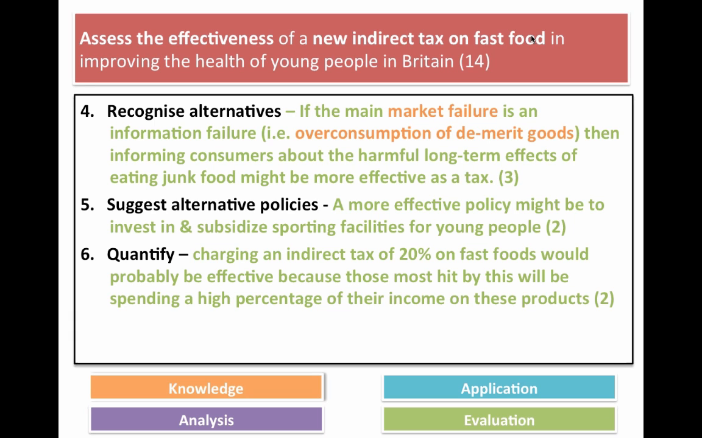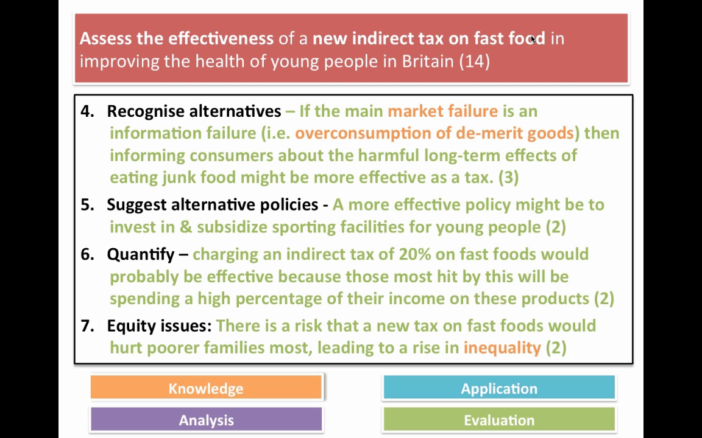Quantifying something is quite important. Okay, so how big is the scale of something? 20% tax on fast foods would probably be effective, rather than a 5% tax, because that's most of the people hit are those who consume fast food quite frequently. They spend a high percentage of their income on the product. That would suggest demand would be much more elastic. That's an evaluation point. And here's another evaluation approach.